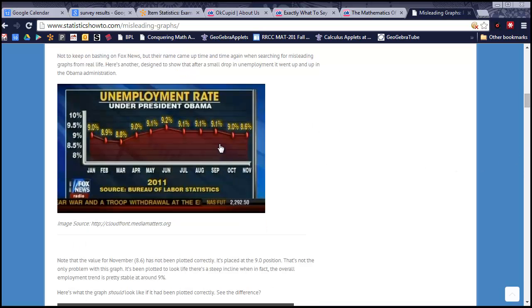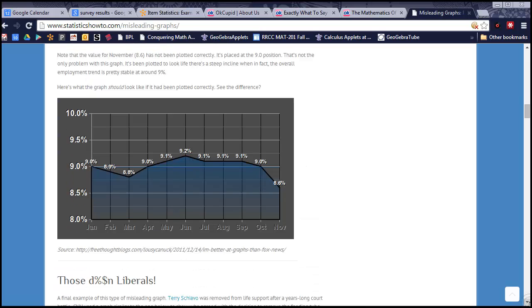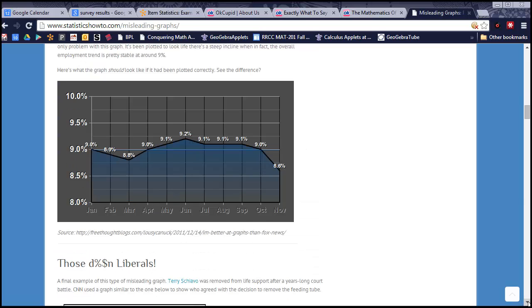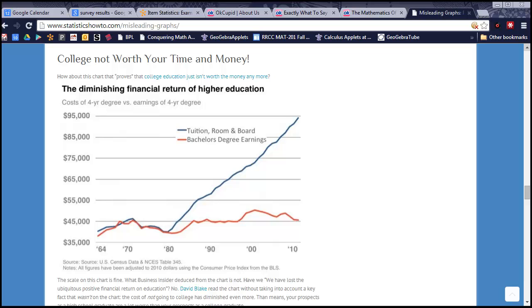Here's an example of where the actual graph itself is misleading. This is a plot of unemployment rate over time. If you notice, this second to last dot is at 9%, and then the next one is at 8.6%, but according to the axis, 8.6% should be much further down. Here's a picture of what the graph should look like. Here's another example of a misleading graph.